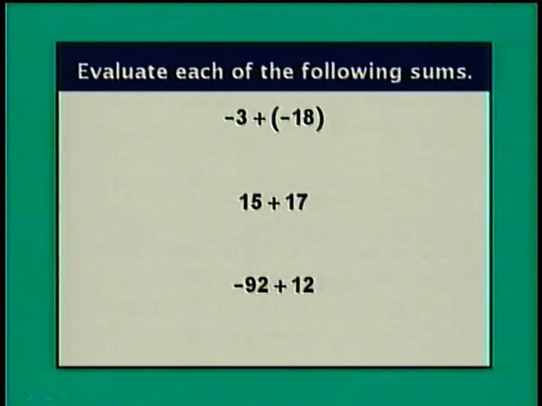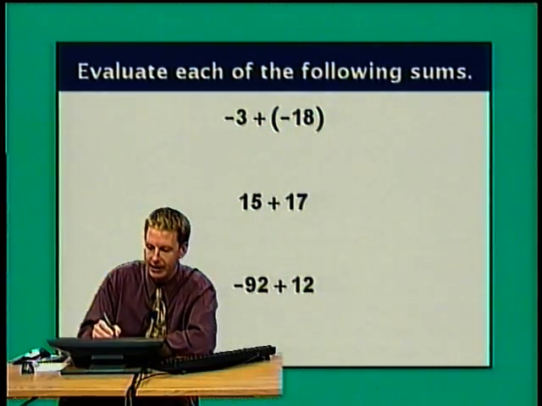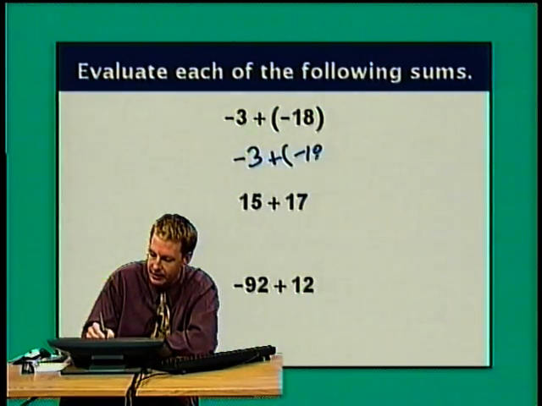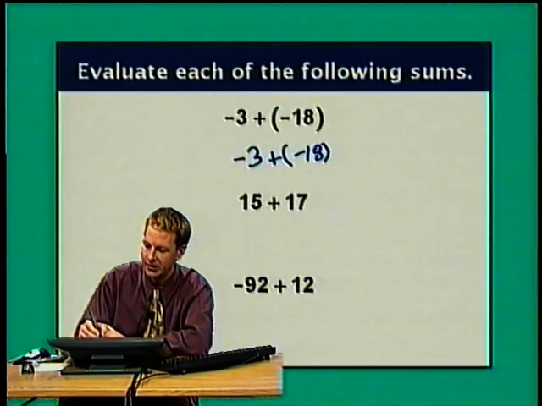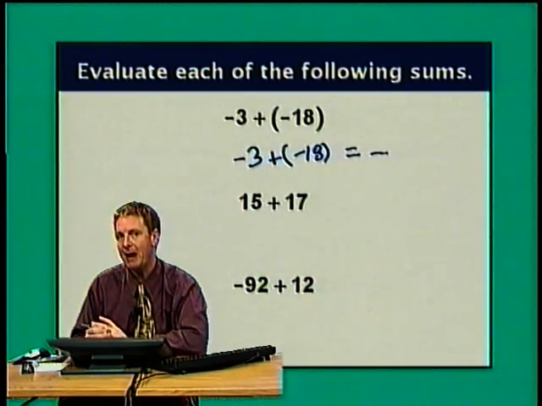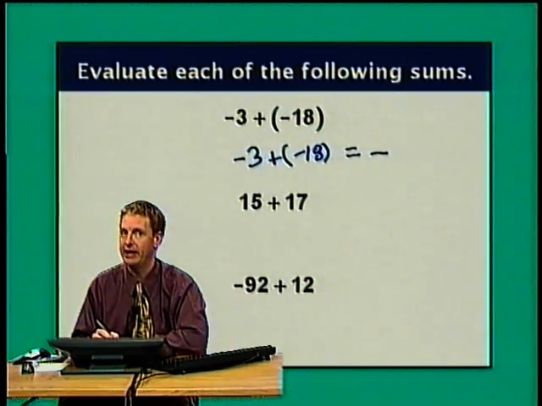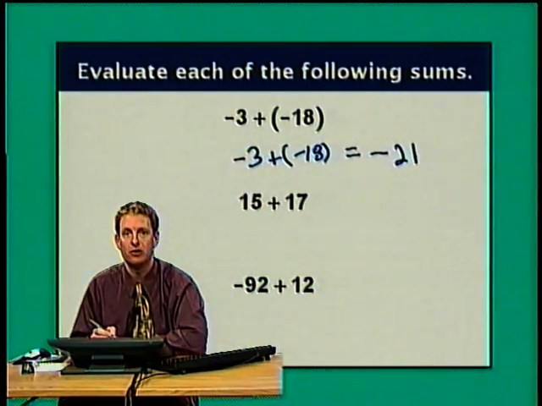Let's put this to action. Let's compute several sums. In my first example, I'm being asked to evaluate negative 3 plus negative 18. The two numbers have the same sign. They're both negative. So the first thing I observe is that the sum is negative. Then I need to figure out what's the magnitude of the sum. I take the magnitudes of the two numbers and add them up. 3 and 18, that's 21. So the magnitude of the sum is 21. Negative 3 plus negative 18 equals negative 21.